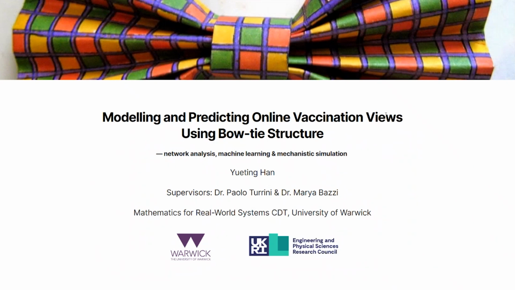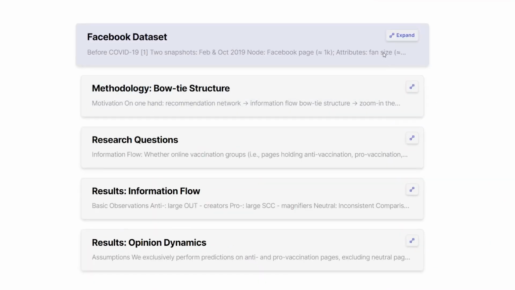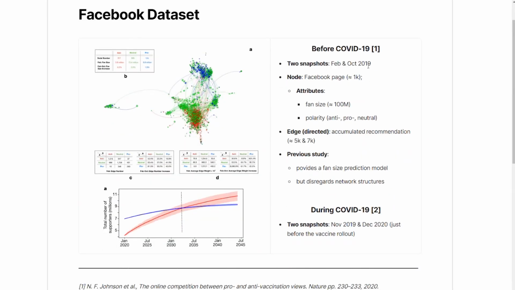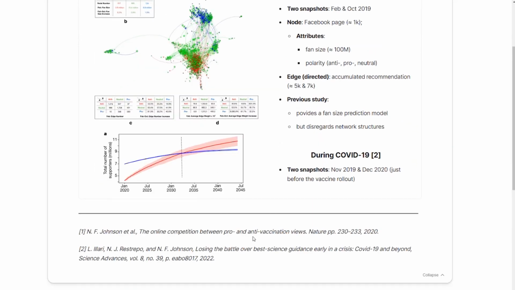Judging from the title, online vaccination use, it's quite obvious it's based on some data set. So let me first introduce my data set. It's a Facebook data set covering two periods: one before COVID-19 and the other during COVID-19. For the sake of this paper, we mainly focus on the before COVID-19 period, but we also show in our supplementary material that the result remains similar for the during COVID-19 one. These two versions of the dataset we obtained from the two papers below.